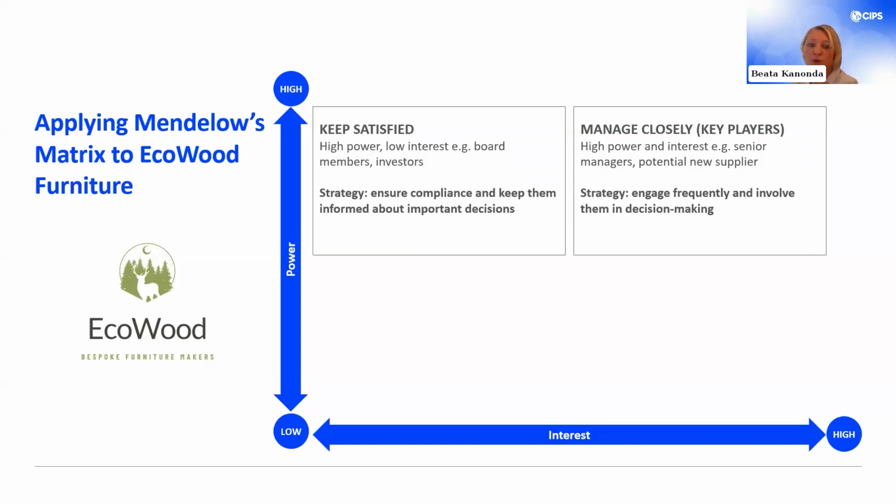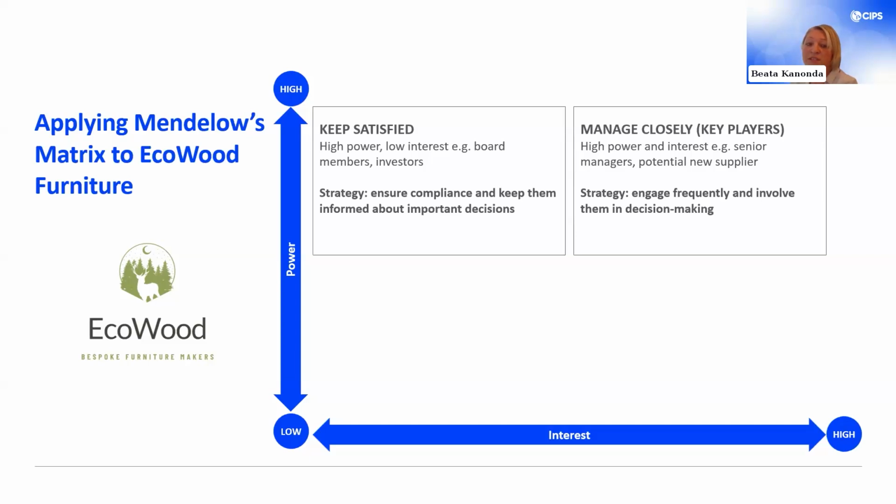This group will want to know how the new supplier fits with the company's sustainability goals and operational needs. And the new supplier, of course, will be crucial in maintaining EcoWood's supply chain continuity. Their interest will be high, as securing EcoWood as a client represents a significant opportunity for their business.